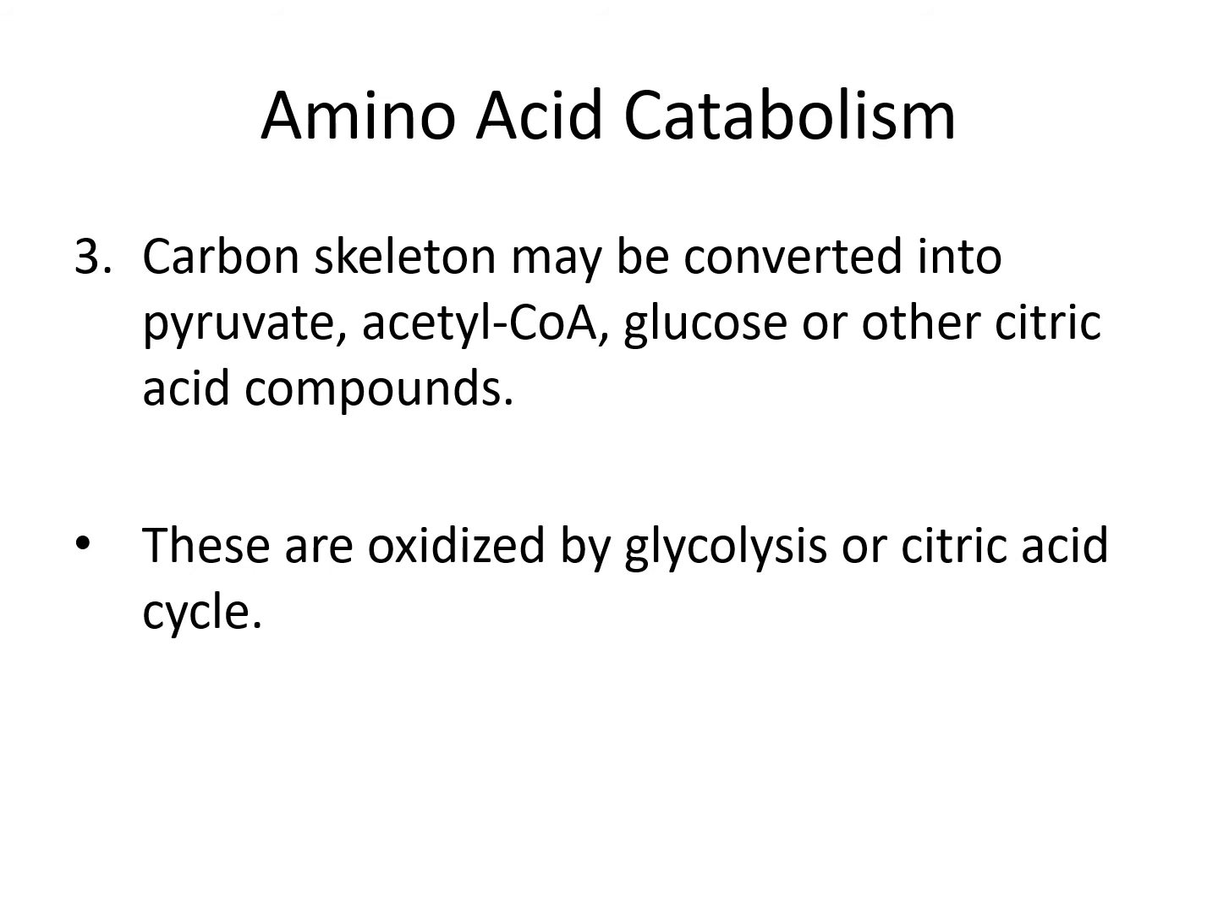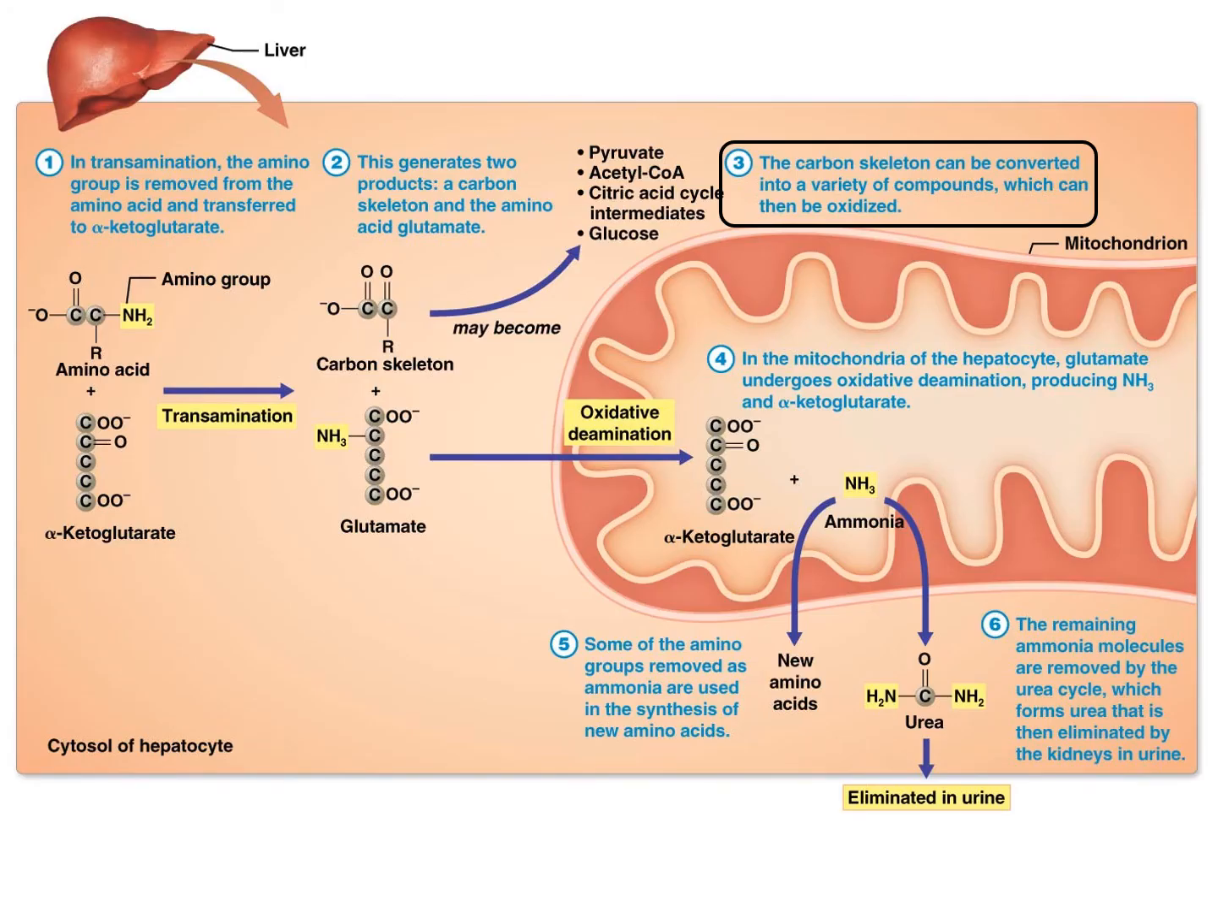So the fate of the carbon skeleton may have many different possibilities, and they are oxidized by glycolysis or the citric acid cycle. Again, we're seeing the intermixing of the reactions between the carbohydrates, fatty acids, and now proteins. So here the carbon skeleton can be modified into a variety of compounds, which then can be oxidized.